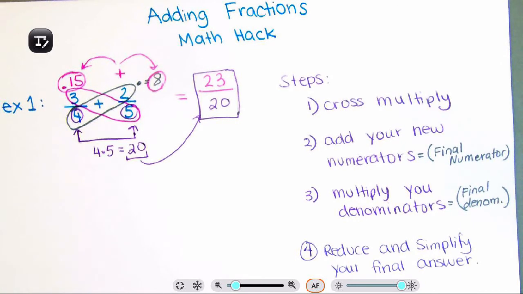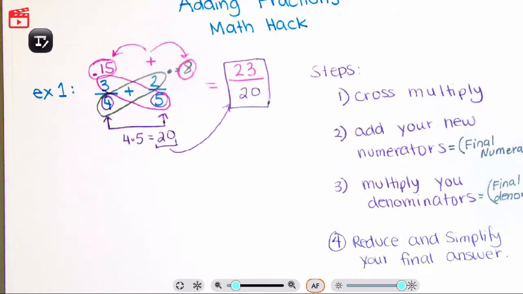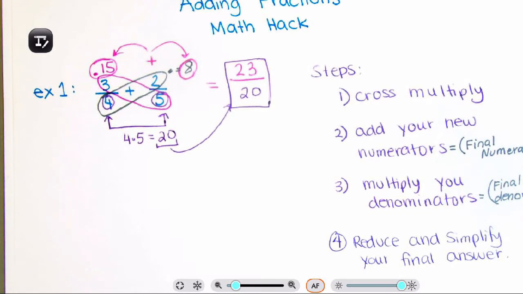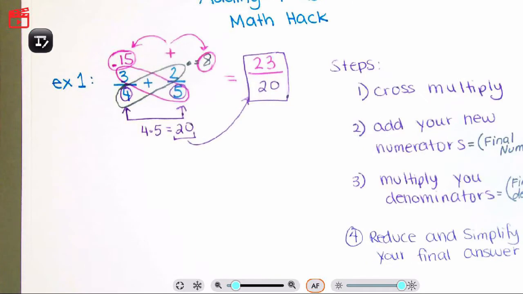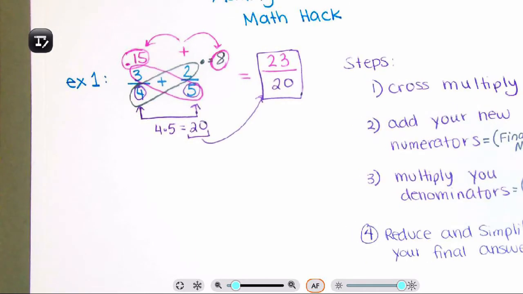Okay, let's do another one. So again, step number 1, cross multiply. Step number 2 is add your new numerators. That will equal your final numerator. Step number 3, multiply your denominators. Step number 4, reduce and simplify your final answer.